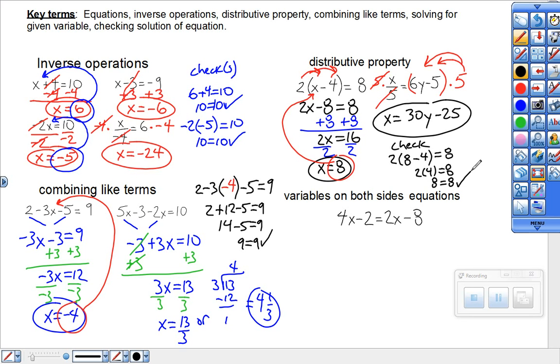So the steps to these, always stair step it the way we like to do it here at Ventura High. Start on the left, get rid of the plain number, the -2, go to the right, get rid of that 2x, and then go back to the left and do your division. So here we go.